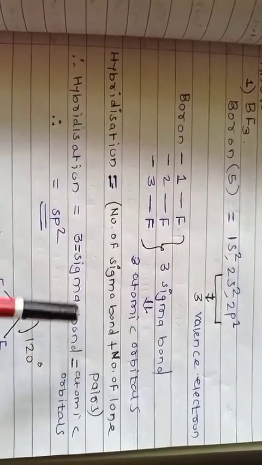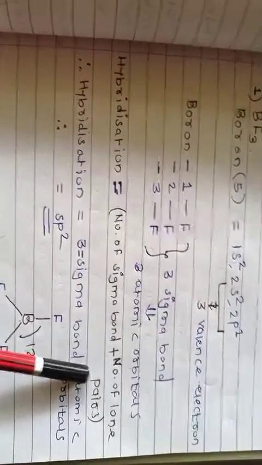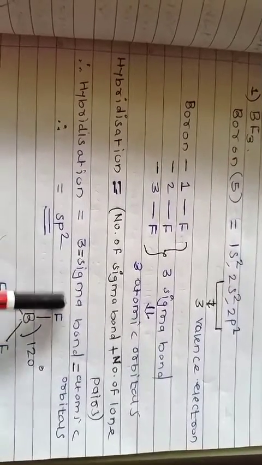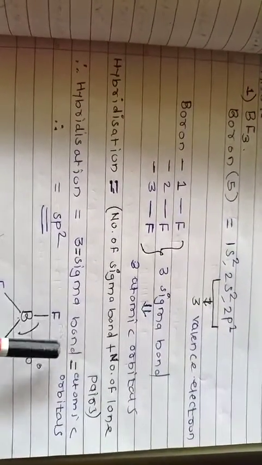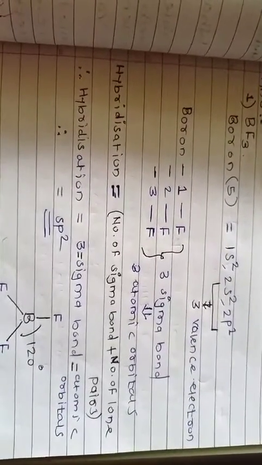So in this example there are 3 sigma bonds and no lone pairs, therefore the hybridization equals 3, that is 3 sigma bonds, and 3 sigma bonds are nothing but 3 atomic orbitals. So therefore we obtain 3 atomic orbitals.